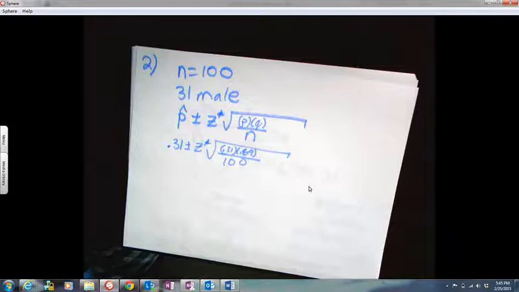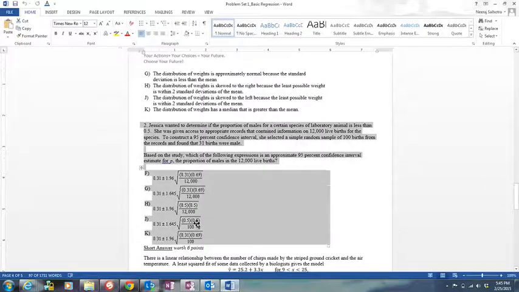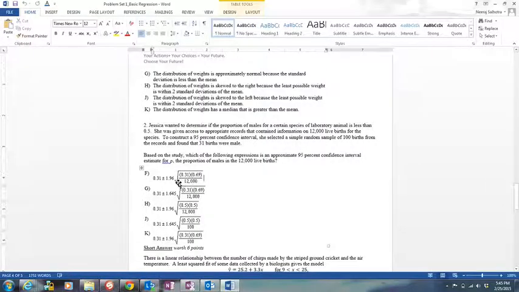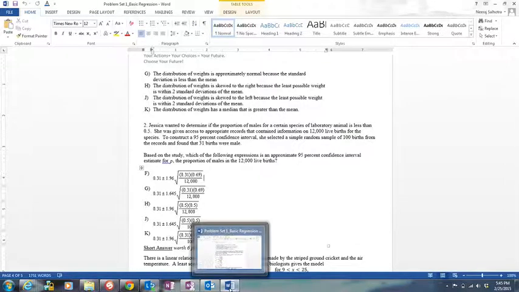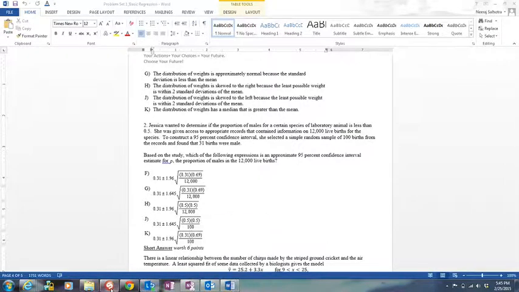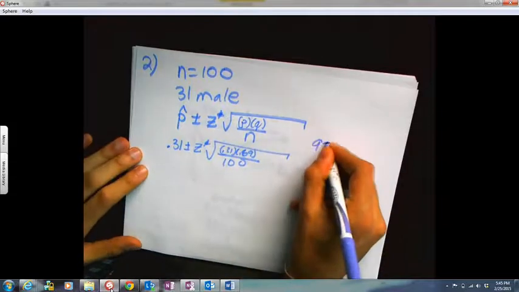So can we eliminate some answer choices? Let's take a look. Well, F is wrong because that's got 12,000. G is wrong, it's got 12,000. H is wrong because that's got 12,000. And they want a 95% confidence interval. We want a 95% confidence interval.